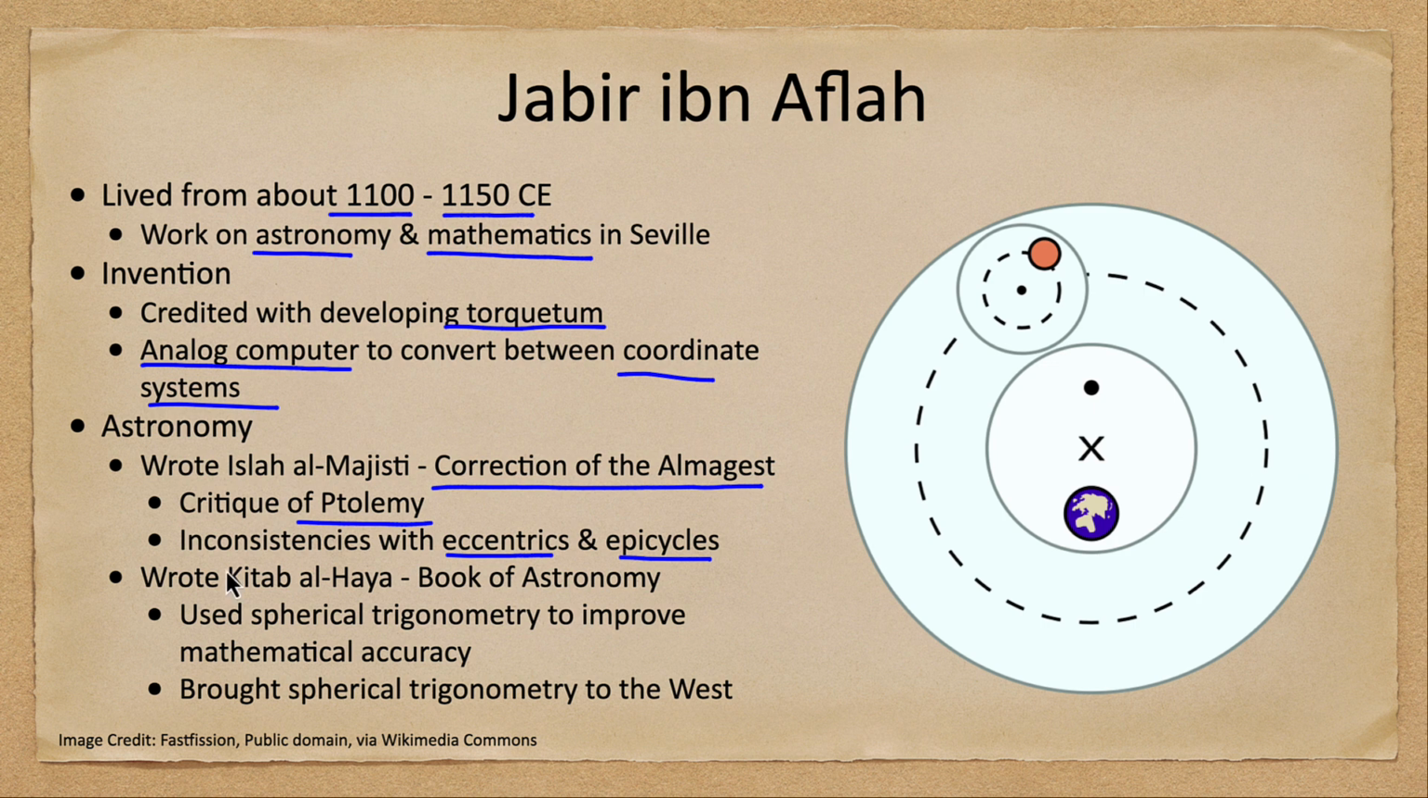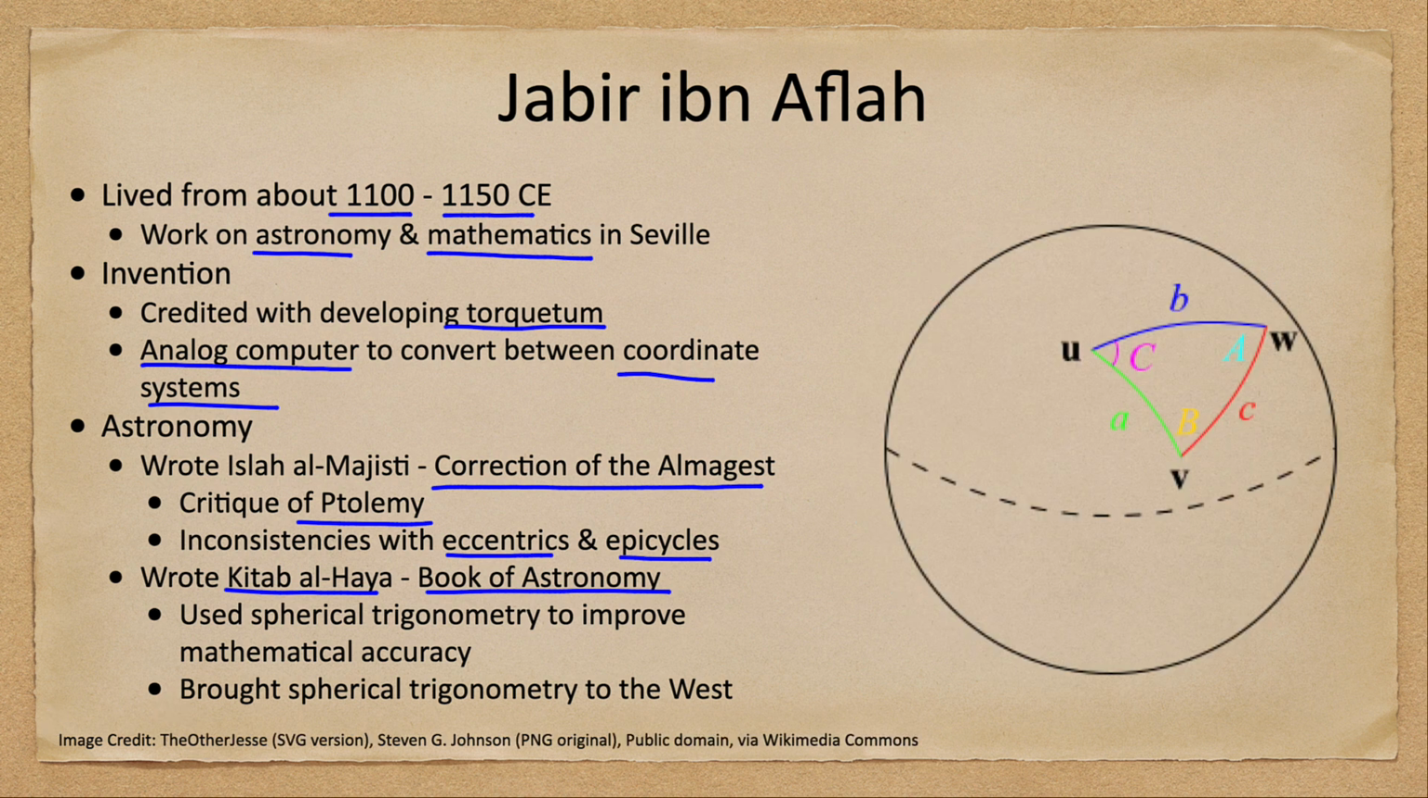Another book that he wrote was the Kitab al-Hayya, which was a book of astronomy, and this used spherical trigonometry. So, not plane trigonometry. We're used to Euclidean geometry and trigonometry, which is what we normally use. But in the sky, we don't have a flat plane. Everything is a sphere. So you need to use spherical trigonometry, which is a little bit different. But this now allows us to improve the mathematical accuracy of our work. And that, of course, was a great help.